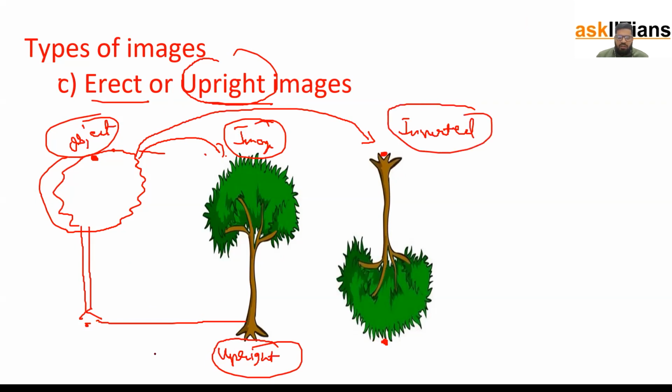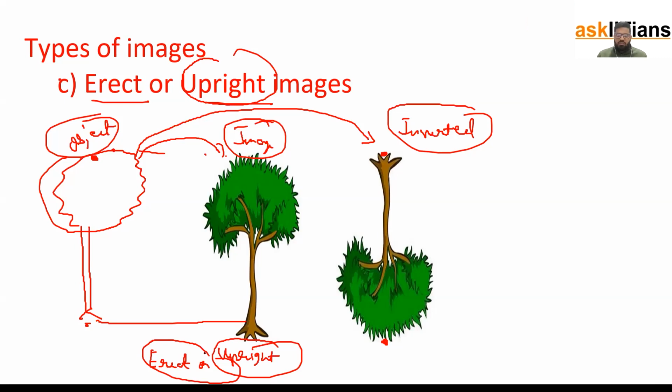So upright or erect means the same thing, meaning the same orientation as the object. Inverted means the opposite orientation of the object present. Clear? So this is the basic difference between erect and inverted.